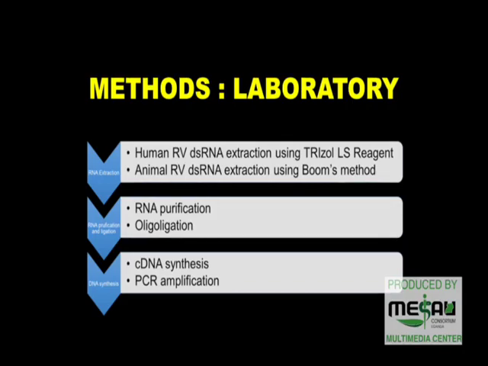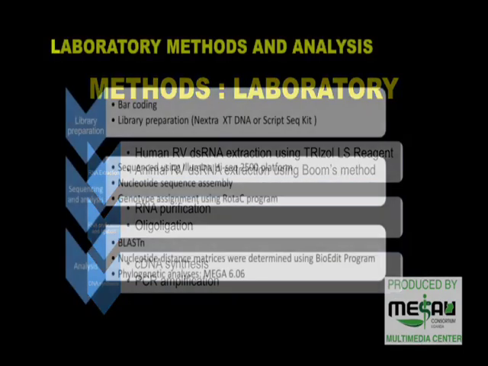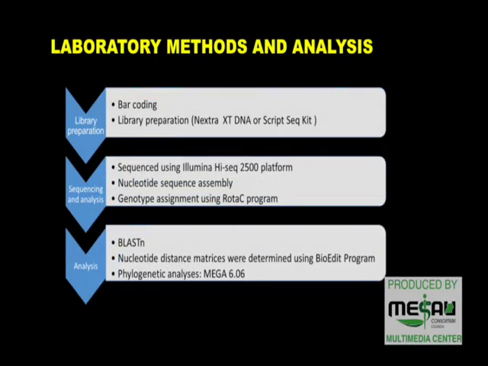Following this, we barcoded the samples. This is now we're preparing the samples for sequencing. So we did barcoding of those samples. We had some samples where we found double-stranded RNA where the concentration was 2 nanograms per microliter or more, and we used an Extra xtDNA kit to prepare the libraries.